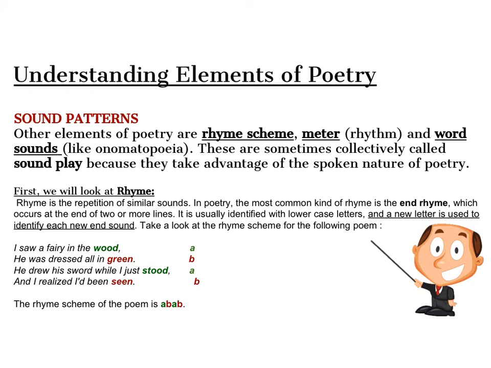First, let's look at rhyme. Rhyme is the repetition of similar sounds. In poetry, the most common kind of rhyme is the end rhyme, which occurs at the end of two or more lines. It is usually identified with lowercase letters, and a new letter is used to identify each new end sound. Take a look at the rhyme scheme for the following poem. Follow along as I read.